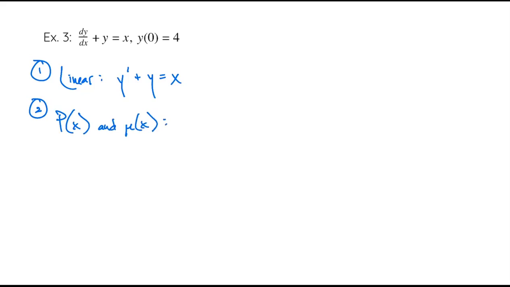Okay, so if we're finding our p of x, it's going to be the coefficient of the y term. And so in this case, it might look like we have nothing there, but we have that invisible one, right? We have that invisible one. And so that's something you want to be careful of, that p of x is not going to be 0 because I have a y term. There has to be a coefficient there.